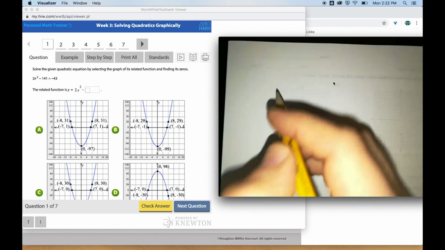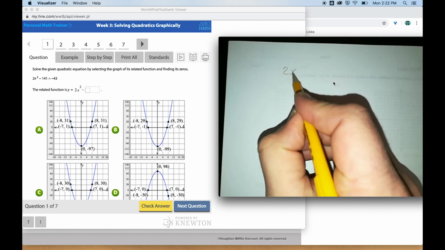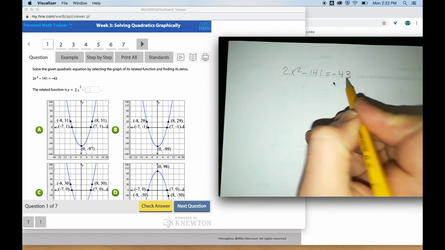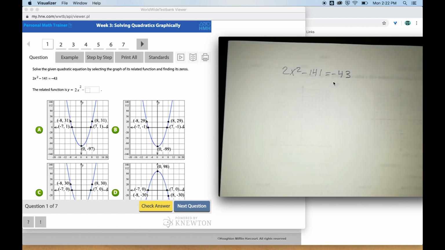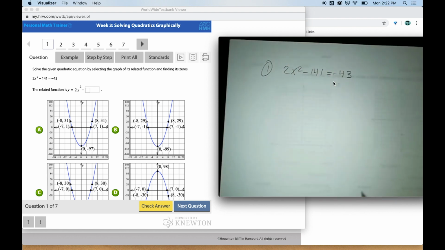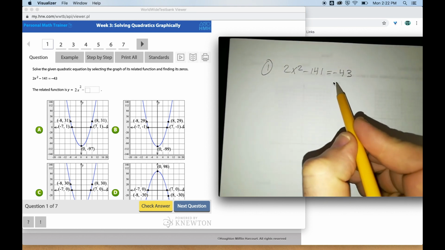Oops. So 2x squared minus 141 equals negative 43. Yeah, I would definitely recommend you do this homework with some paper and pencil at hand. All right, so the related function. In order to get that, put this as number one here. Your number one, of course, might look different, right? My.hrw.com generates these fresh every time, so yours might not look this way, but it's going to be a similar technique.